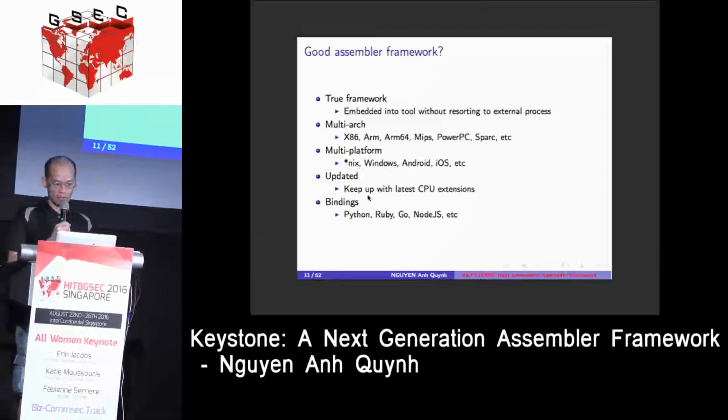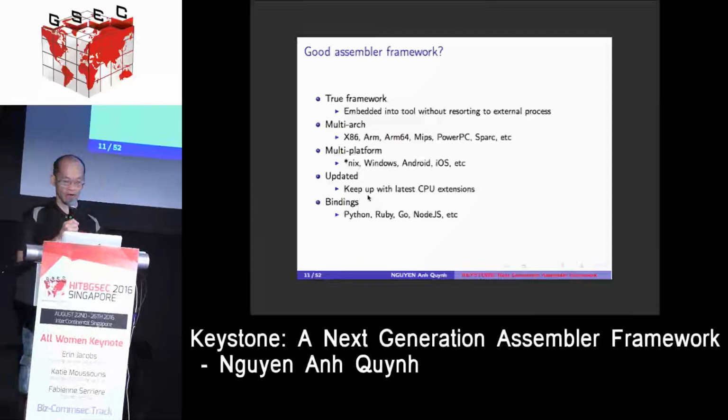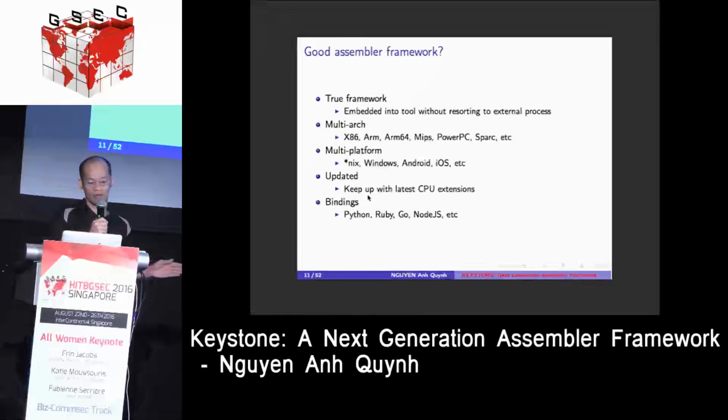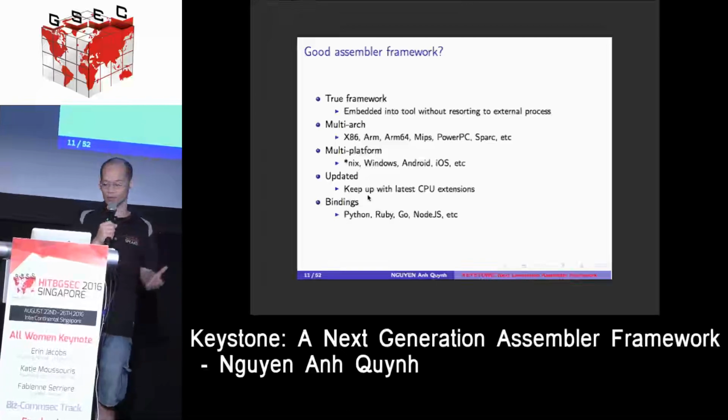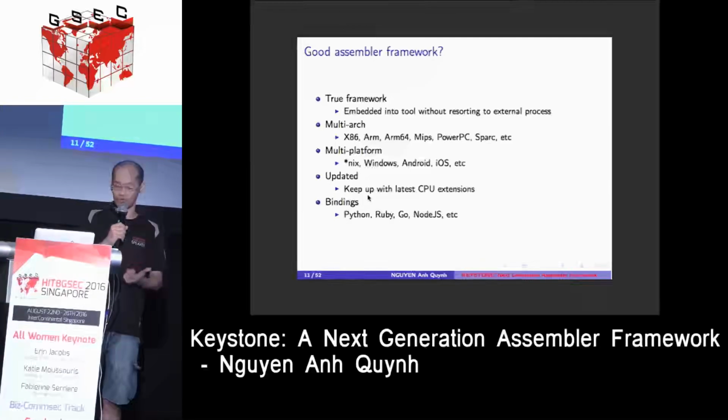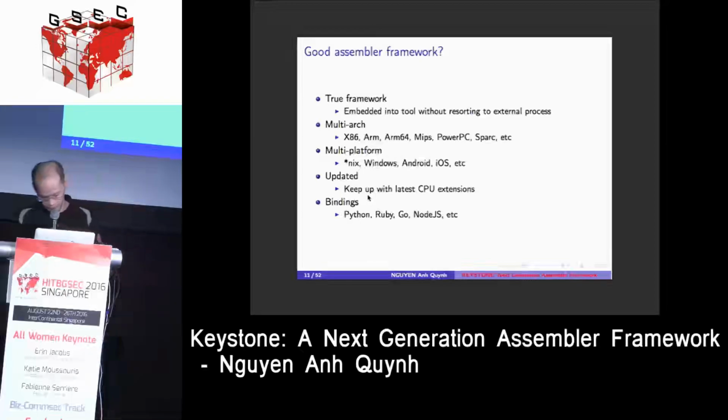A good assembler framework should support multiple architectures, not only Intel, but also ARM, x86, MIPS, PowerPC, Sparc, and so on. It should run on many platforms: Windows, Linux, Mac, iOS, Android, and everything. It should be updated and support the latest instruction set of every CPU. And because people usually build tools not in low-level languages like C but in high-level languages like Python, Ruby, JavaScript or Go, a good framework should support bindings, so you can build your tools using those languages.